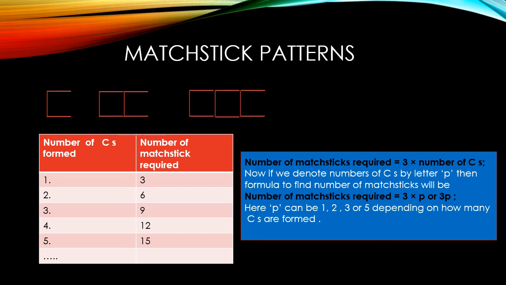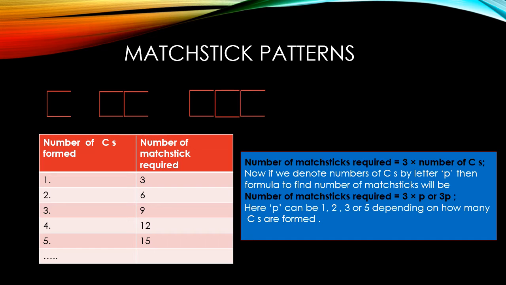Now we can generalize this table by writing a formula. So the number of matchsticks required will be 3 into the number of C's. So if we denote the number of C's by the letter P, then our formula will be number of matchsticks required equals 3 into P, or 3P.